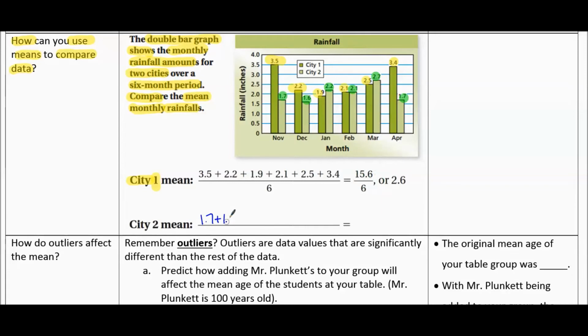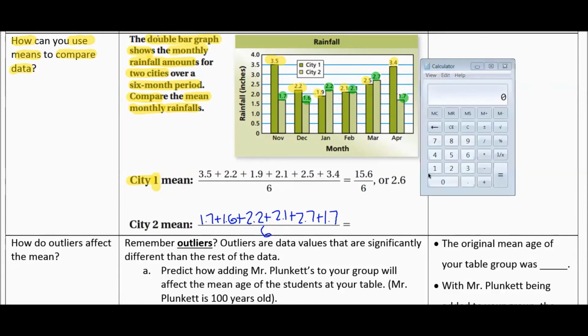1.7 plus 1.6 plus 2.2 plus 2.1 plus 2.7 plus 1.7, divided by 6 months. I know you guys all love that number 21. Oh, jeez, that took forever. Now I'm going to get out my trusty calculator here.